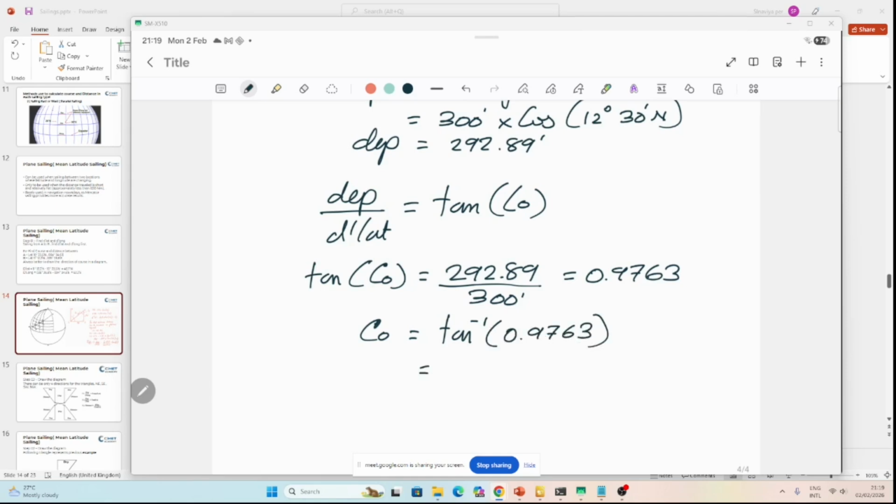0.9763, and that is how much? Tan inverse 0.9763 is 44 decimal 3. Did you all get the answer? Is the answer correct? Yes, sir.